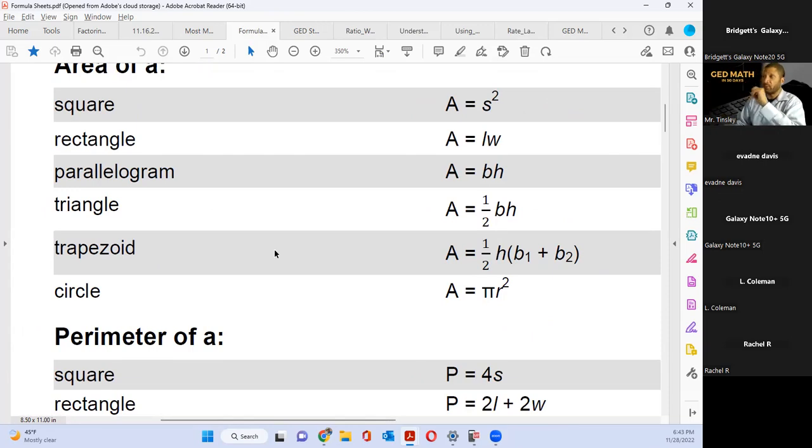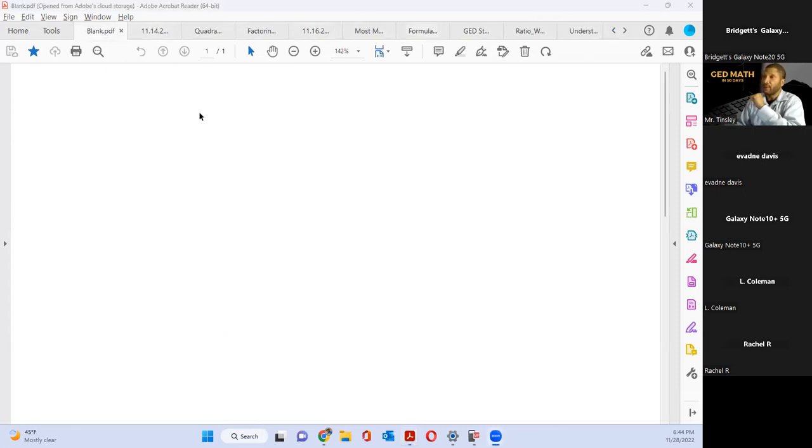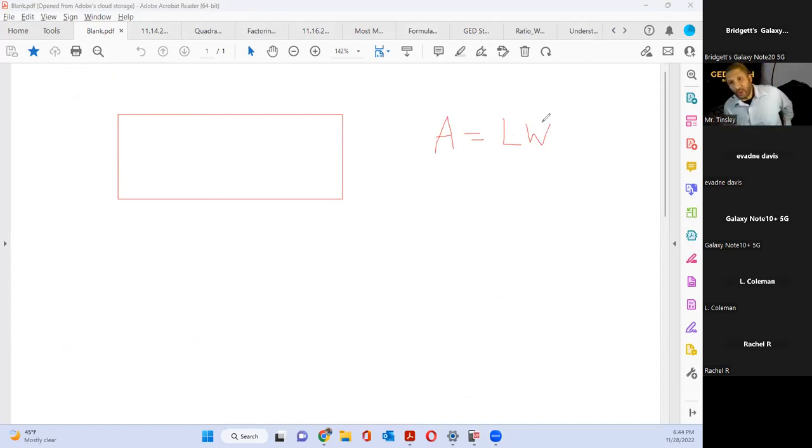I'm gonna make it all simple tonight for area. You will never have a problem with area again. Watch this. Let me go to a blank page. First of all, I'm going to draw a rectangle. We're gonna start with the rectangle. Everybody knows the formula for a rectangle. What is the formula to find the area of a rectangle? Length times width. Everybody knows that.